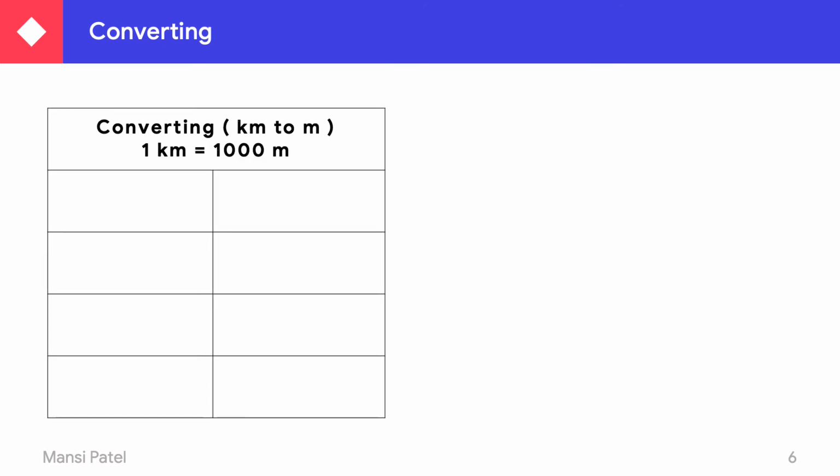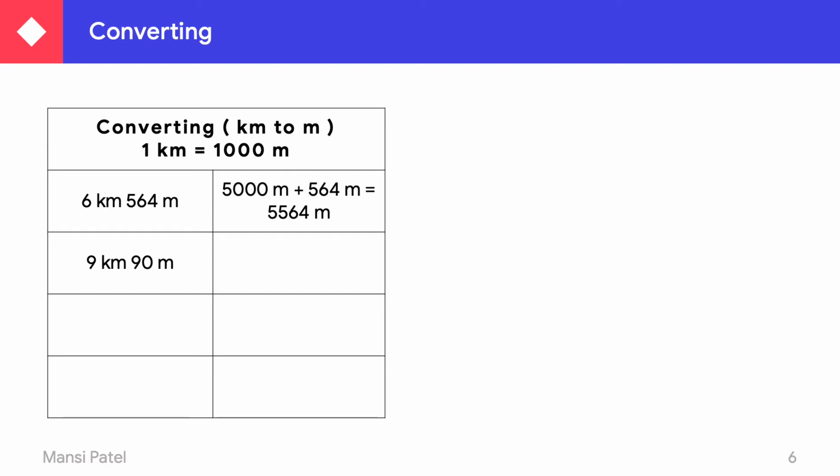Now let us see some conversion of kilometer to meter. And as we know, 1 kilometer is equal to 1000 meter. So 6 kilometer and 564 meter. First convert this 6 kilometer. So 6 kilometer is equal to 6000 meter plus 564 meter. So it becomes 6564 meter.